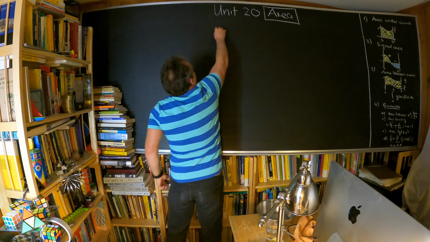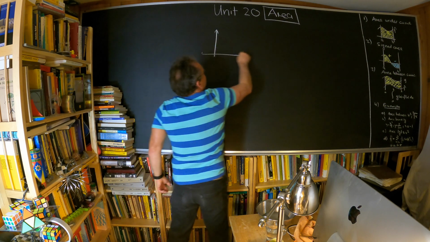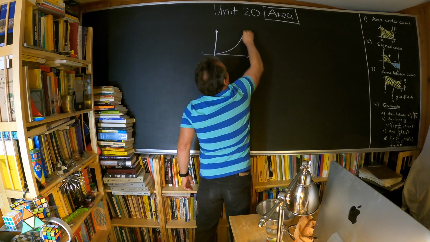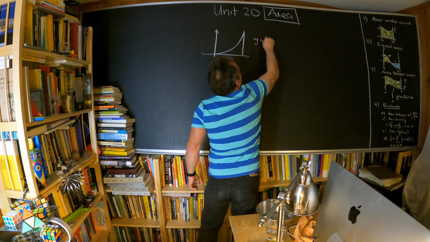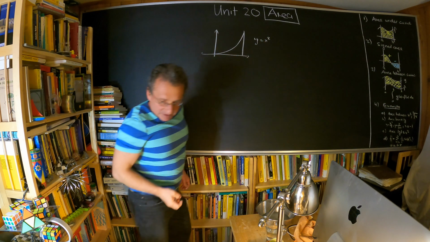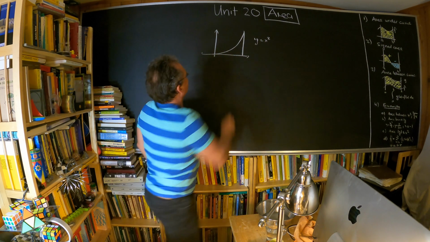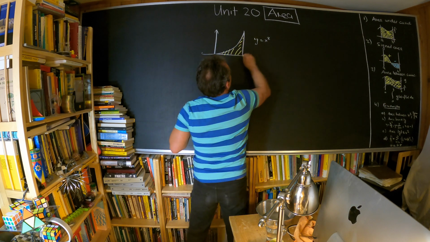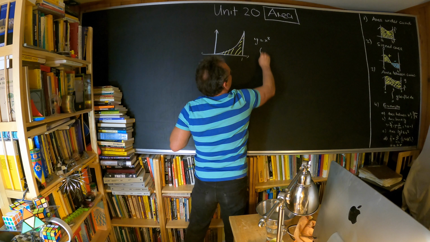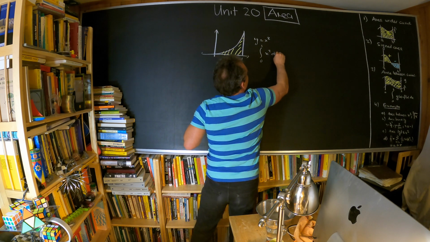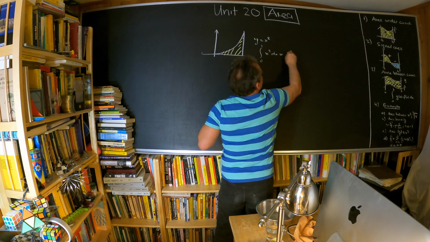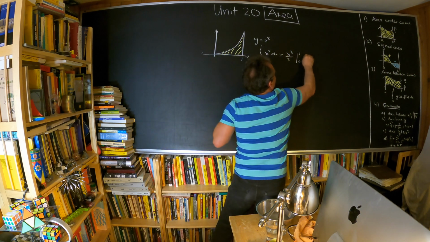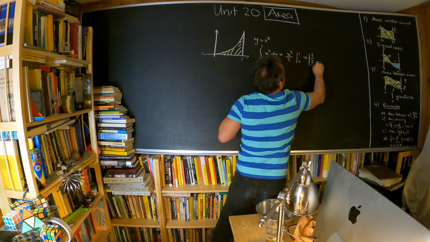This is something which we have seen a couple of times already. For example, we have seen the function y is equal to x squared, and we have computed the area under the curve here. So that gave us the integral from 0 to 1 of x squared dx. And we have x cubed over 3 as an antiderivative, which we evaluate from 0 to 1, that's 1/3.